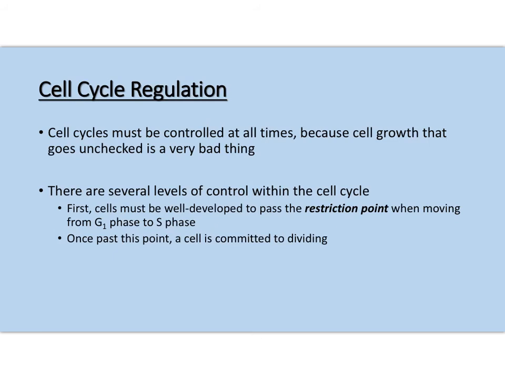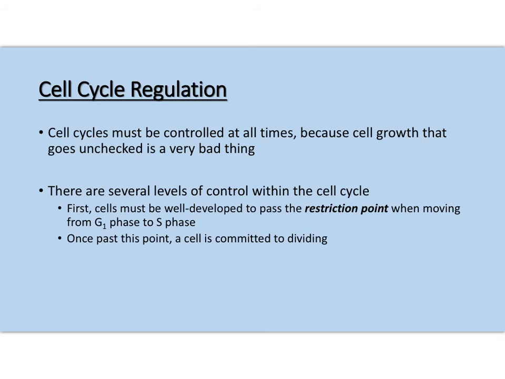Now the first big checkpoint is called the restriction point, and that occurs between G1 and S. So before a cell can even head toward mitosis, we're going to check that cell between G1 and S. If the cell fails that G1 checkpoint, that restriction point, there's several things that could happen. Generally, it might just move into that G0 stage, where it will stop actively dividing, or in some really serious cases, the cell might be destroyed.